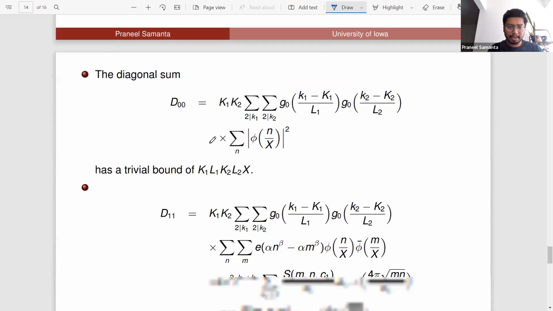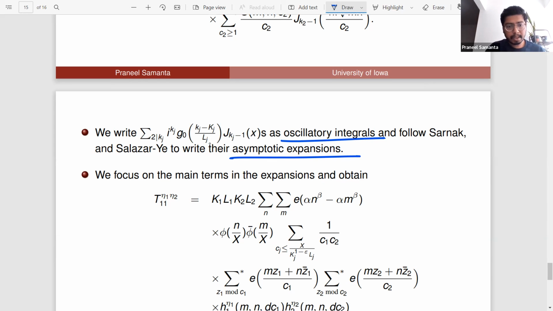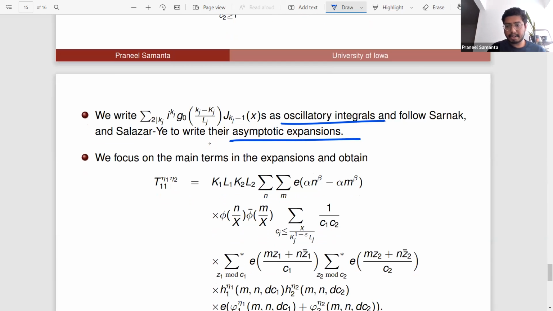What else have we used? We came across an oscillatory integral at one point, and there we had to use the asymptotic expansions of oscillatory integrals, which comes from the work of Sarnak and Sarnak-Ye. These are also very standard ways. If you have seen subconvexity problems of L-functions, you have seen such things before. So that's the second tool that we use.